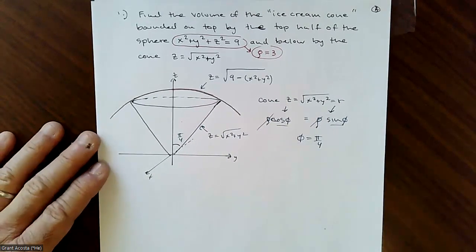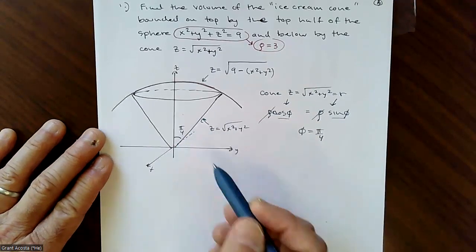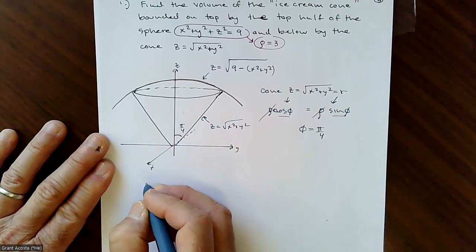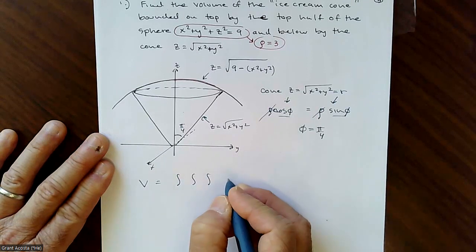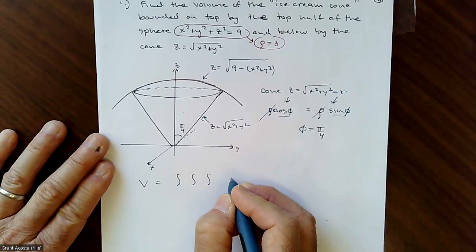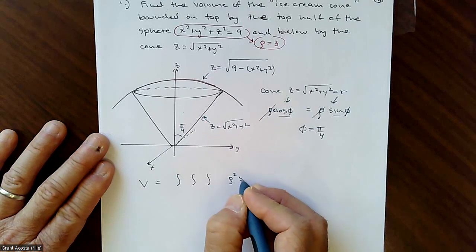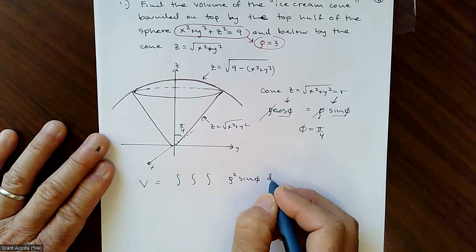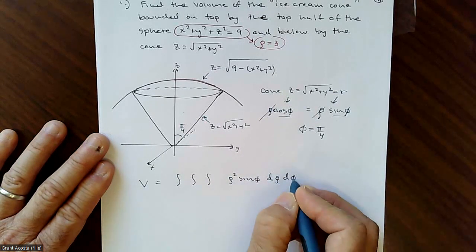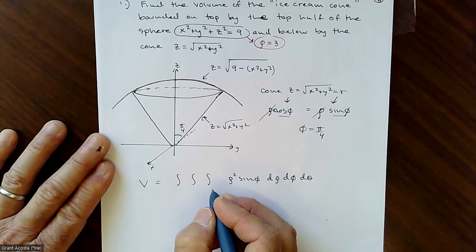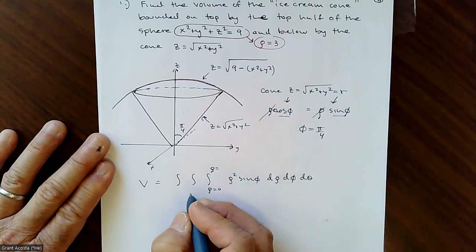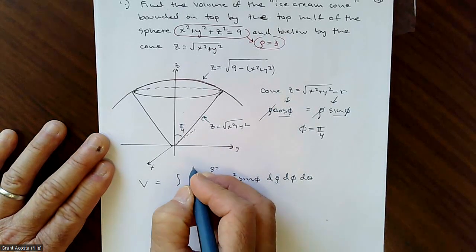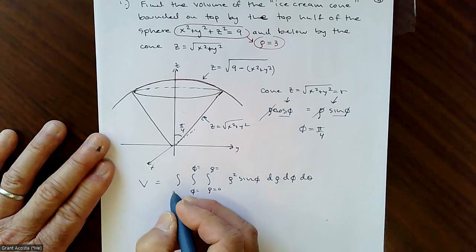So to get the volume of the solid, I'm going to do a triple integral. Again, your unit of volume is always rho squared sine phi d rho d phi d theta. So I've got to put limits on rho, phi, and theta.